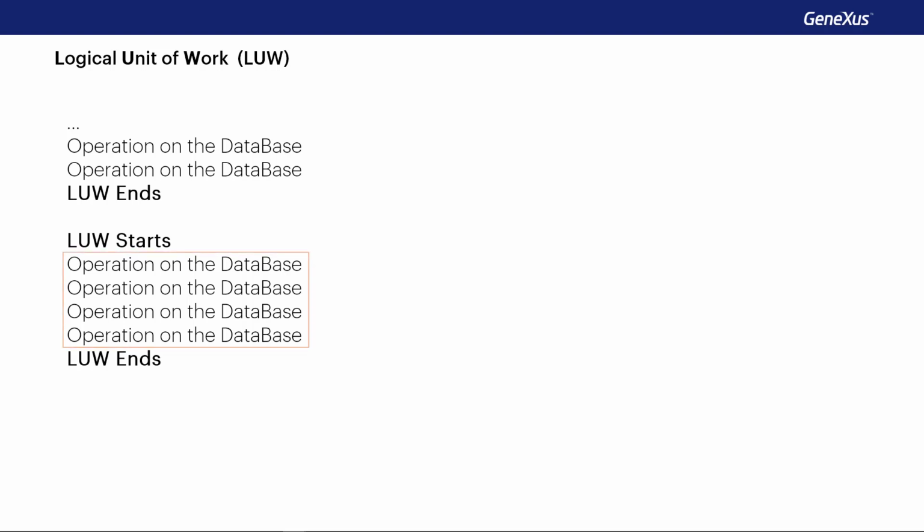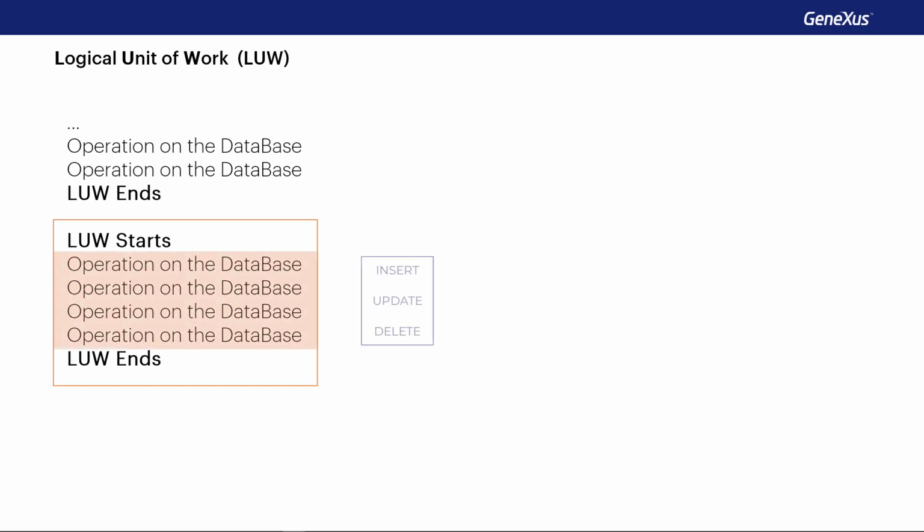Basically, an LUW is a set of database operations, all or none of which must be executed. That is to say, it's not possible that within an LUW some operations are executed and others are not. This ensures the integrity of the database. In the example, you can see an LUW consisting of 4 operations on the database, which could be insertions, updates, or deletions.